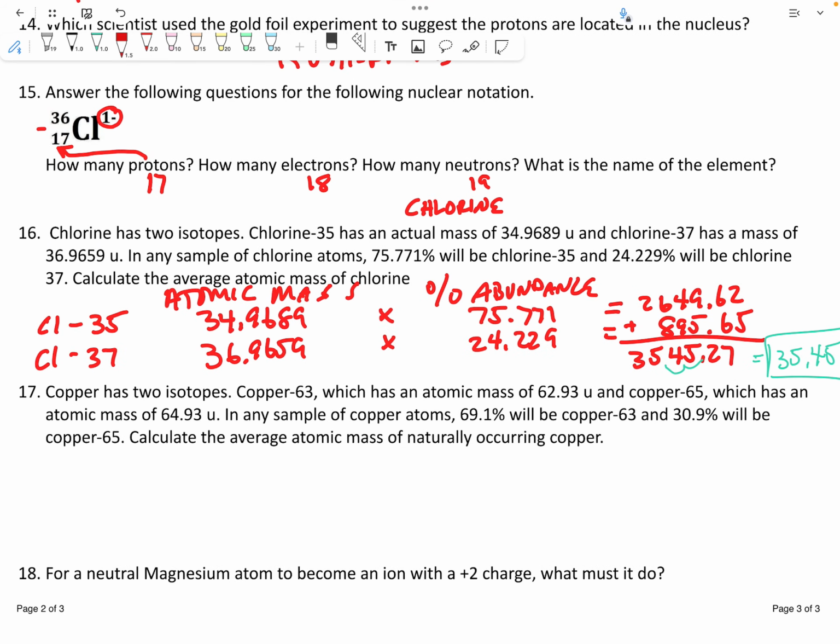Number 17. Copper has 2 isotopes. Copper 63 has an atomic mass of 62.93 atomic mass units. And copper 65 has an atomic mass of 64.93 atomic mass units. In any sample of copper atoms, 69.1% will be copper 63. 30.9% will be copper 65. Calculate the average atomic mass of naturally occurring copper. Same procedure. Let's put the atomic mass over here. And we're going to have the percent abundance right here.